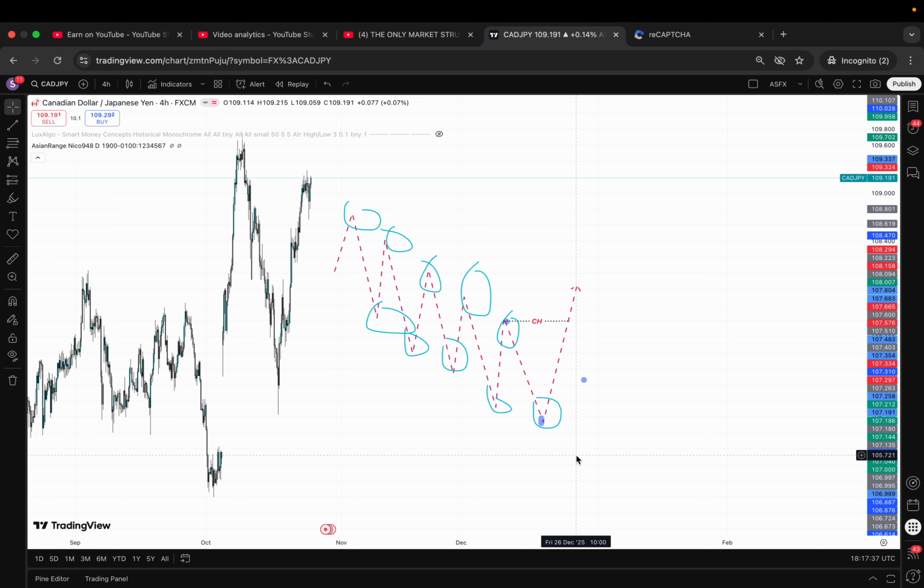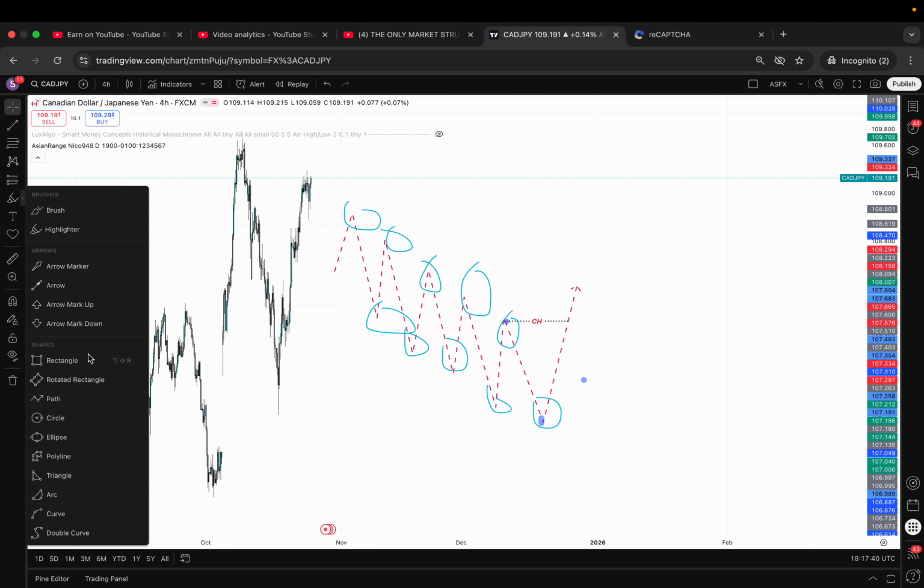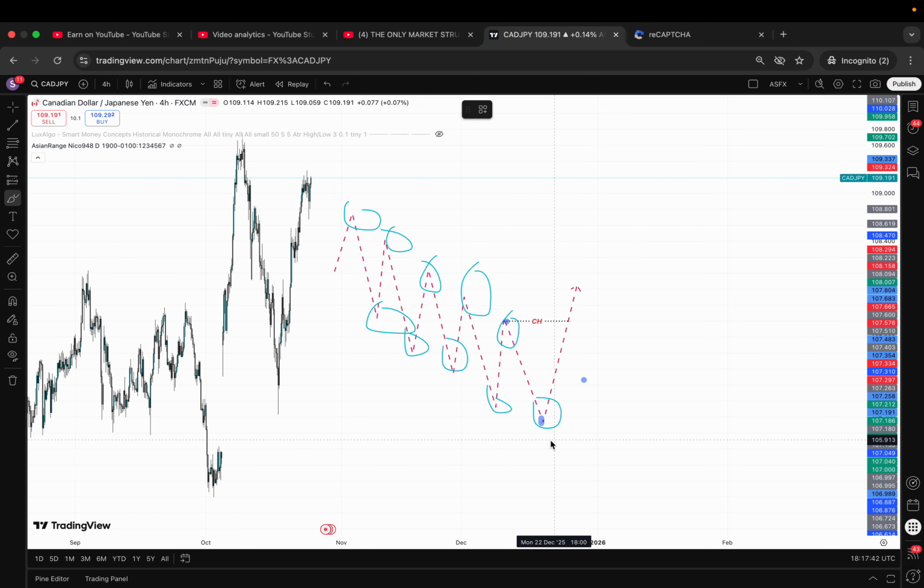How do you know buyers are in control? Because the market was supposed to create a new lower low and break below this low here and continue the bearish sequence, but the market decided to break above the high, which we call change of character. We call it what, guys? Change of character. It's as easy as that, guys.